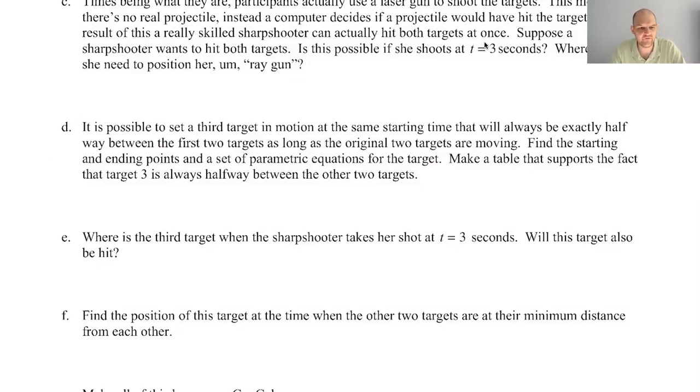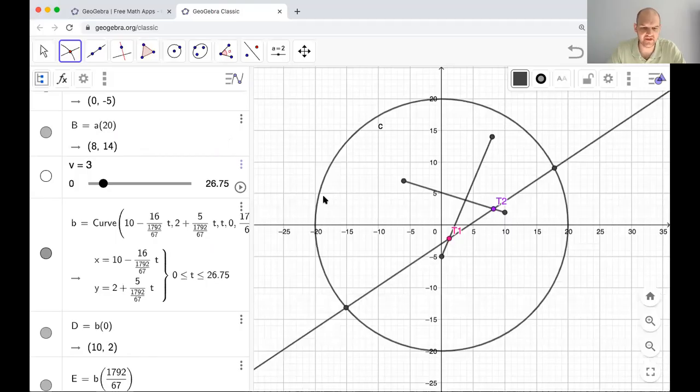But whatever. Find the starting and ending points and a set of parametric equations for the target. Make a table that supports the fact that target 3 is always halfway between the other two targets. So I think that it's pretty clear that we could do this, maybe. I'm gonna switch over to GeoGebra before I try to actually solve this.